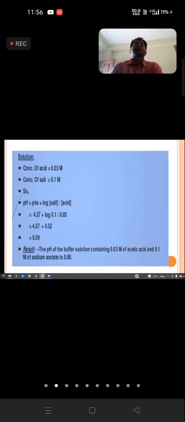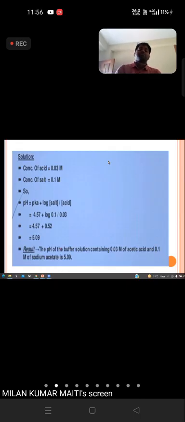This is an acidic buffer, a mixture of acidic buffer. That's why we can easily calculate the pH by using pH equal to pK plus log of salt by acid, or conjugate base by acid. So the final mixture has a pH of 5.09.